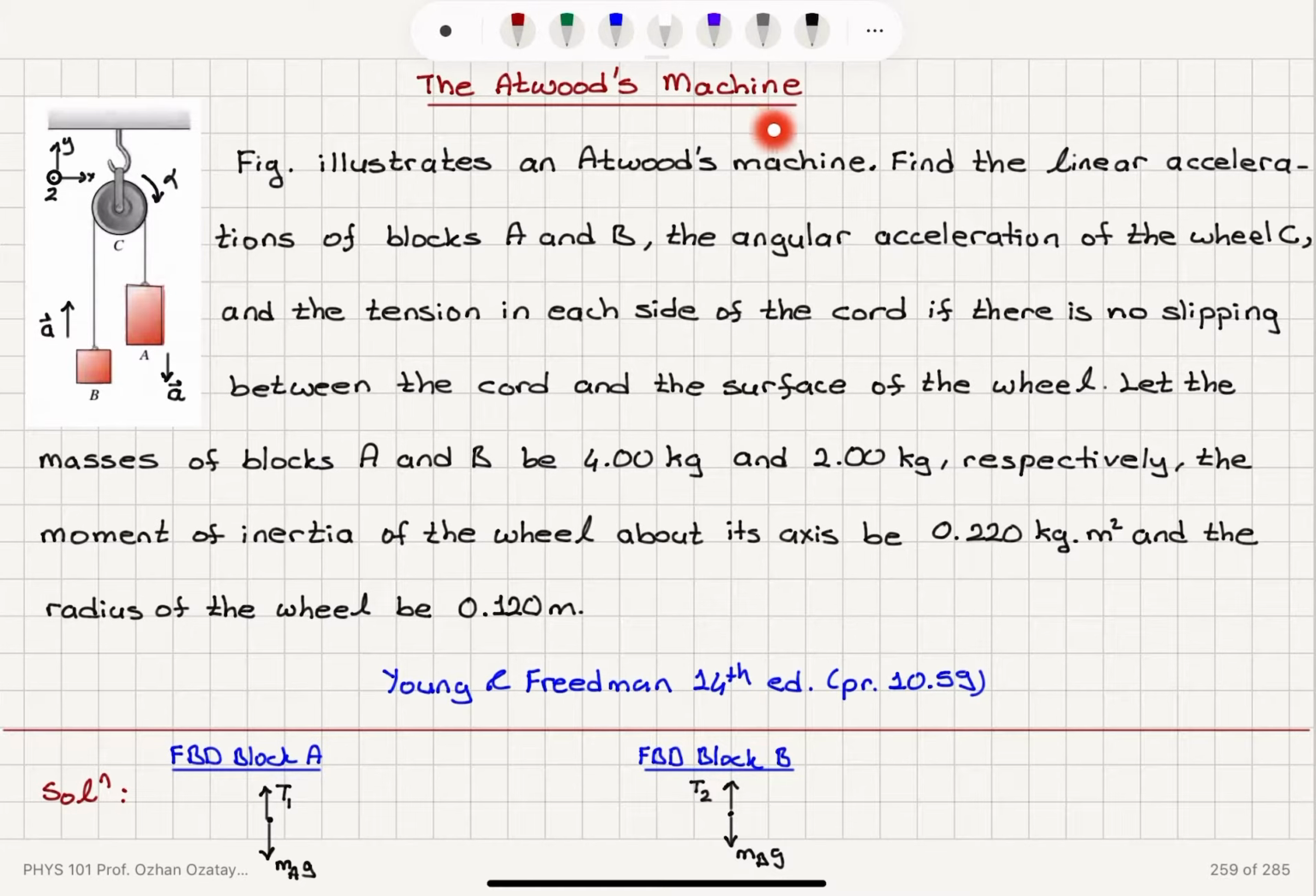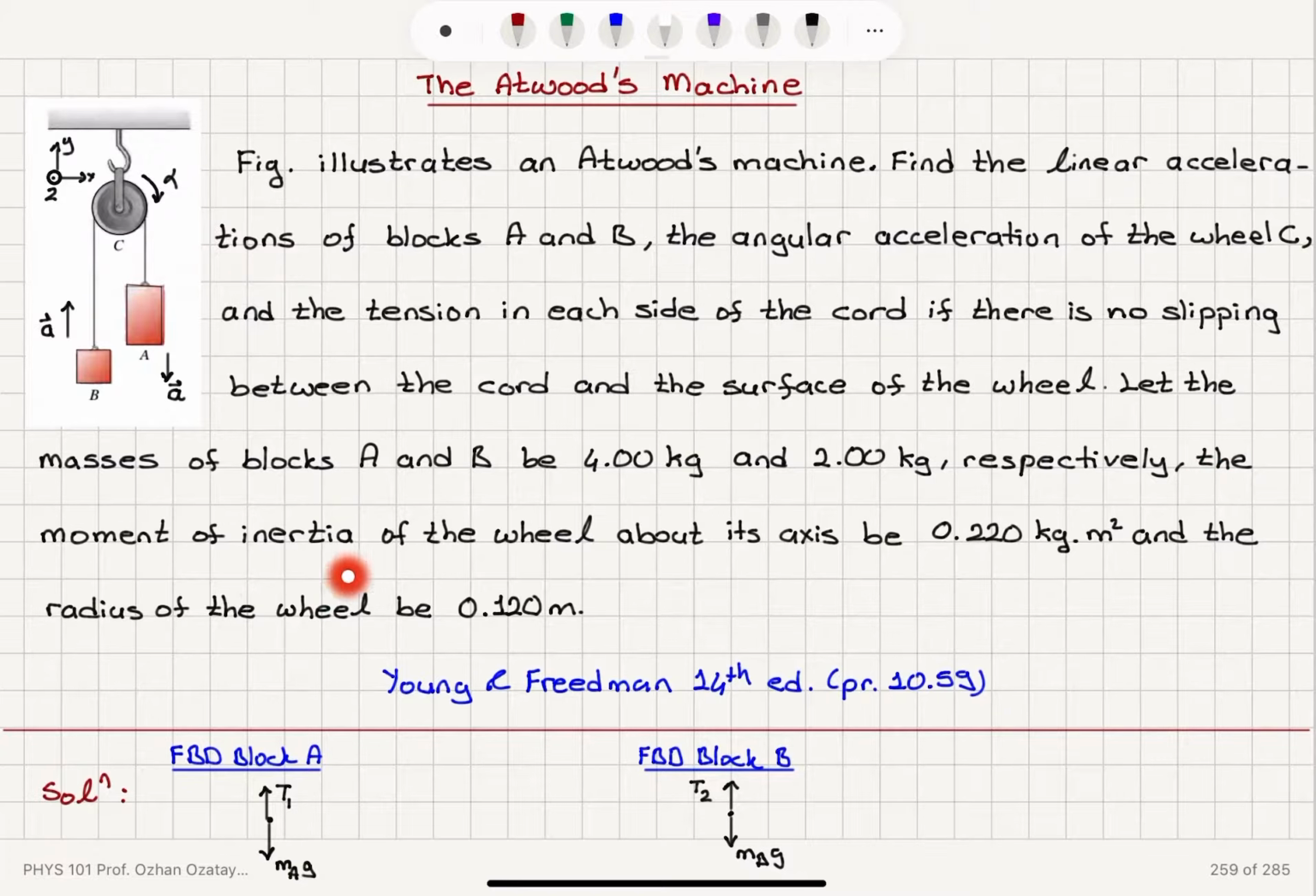The Atwood Machine. Figure illustrates an Atwood machine. Find the linear accelerations of blocks A and B, the angular acceleration of the wheel C, and the tension in each side of the cord if there is no slipping between the cord and the surface of the wheel. Let the masses of blocks A and B be 4 kilograms and 2 kilograms respectively.